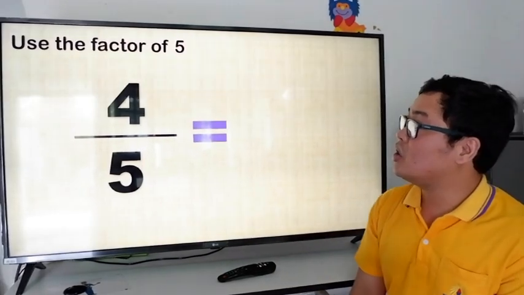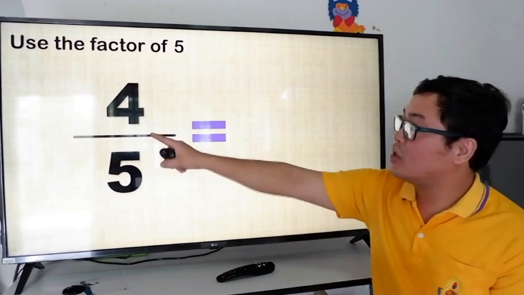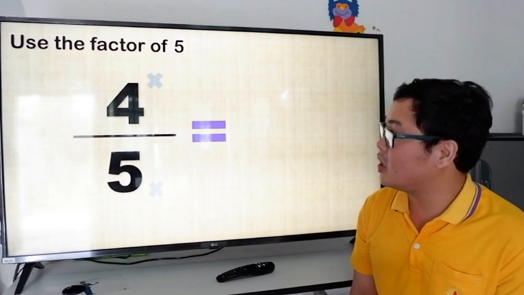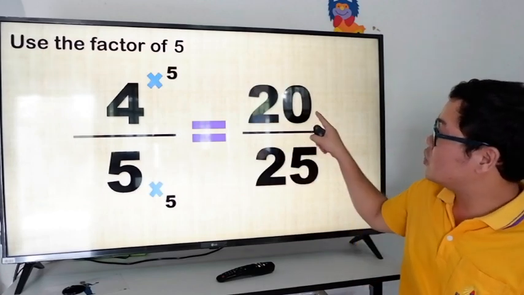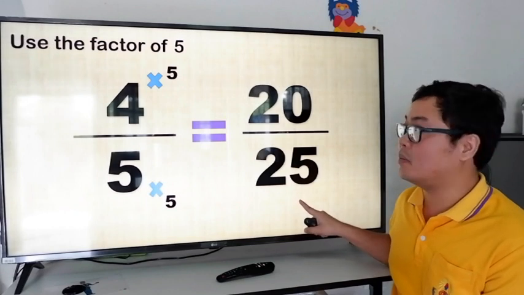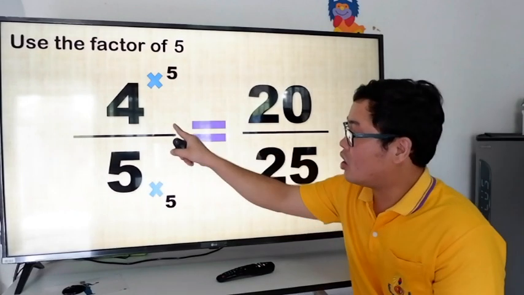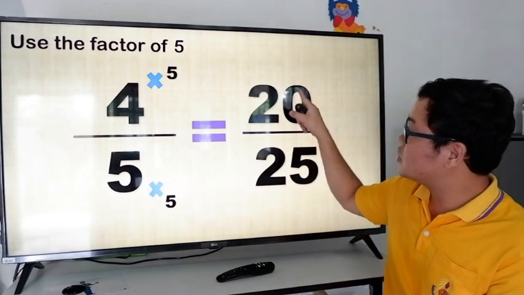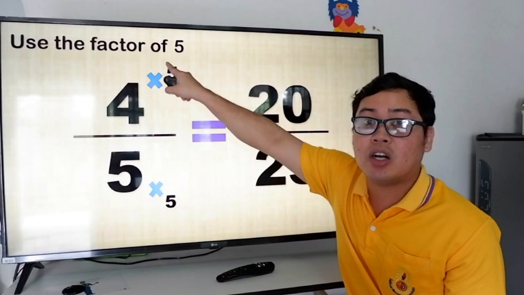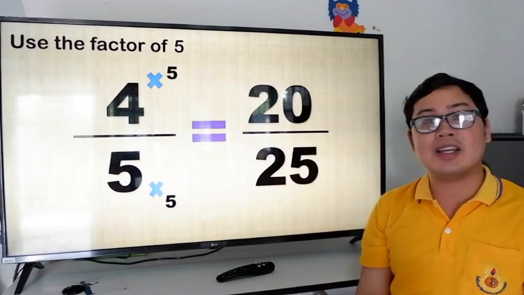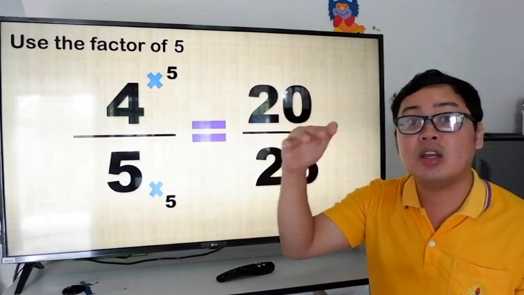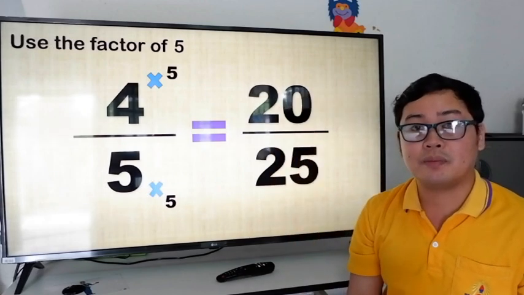Next, use the factor of 5 on 4/5 to get our equivalent fraction. So we have here 4 times 5 is equals to 20 and 5 times 5 is equals to 25. So meaning class, 4/5 is equivalent fraction of 20/25 if we are going to use the factor of 5. Okay class, just remember only this one. Whatever you do to the top, I've got to do to the bottom.